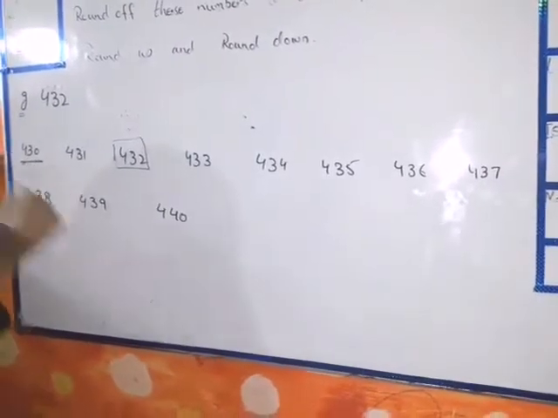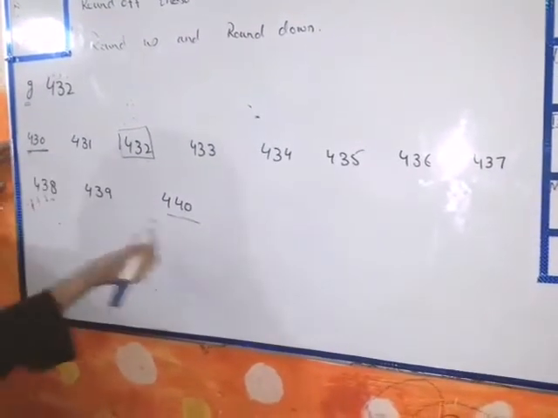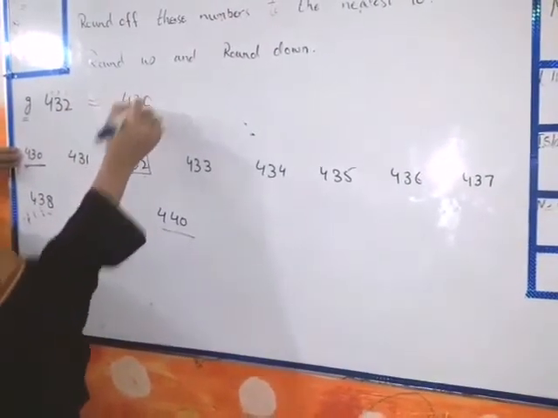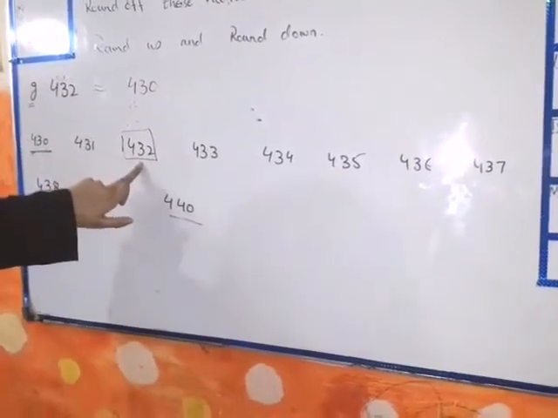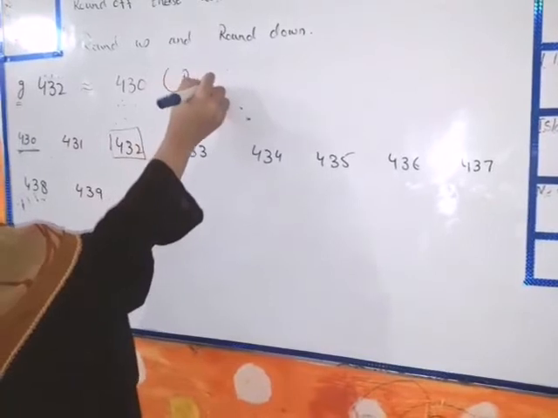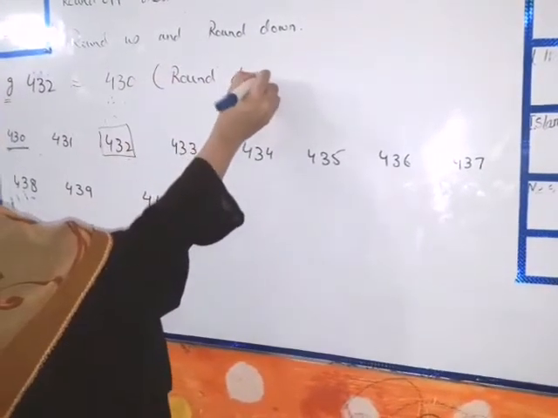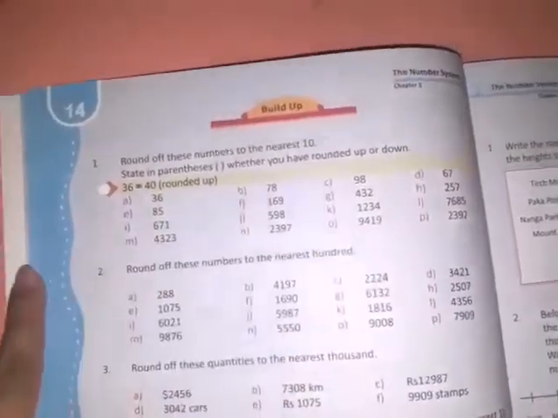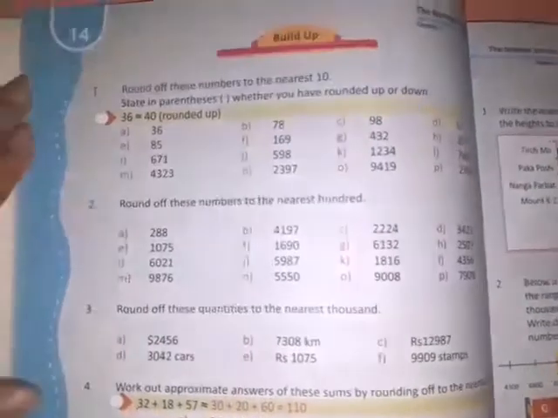What will be the nearest 10, 430 or 440? The 430 is near to the 432. So the answer will be 430, and 430 is less than 432, so it will be a round down. Now look here, from part A to part F, you have to solve it in your neat copies.